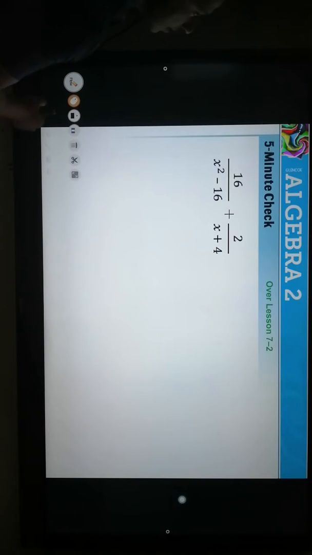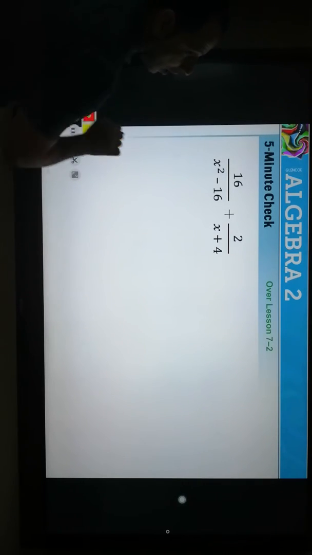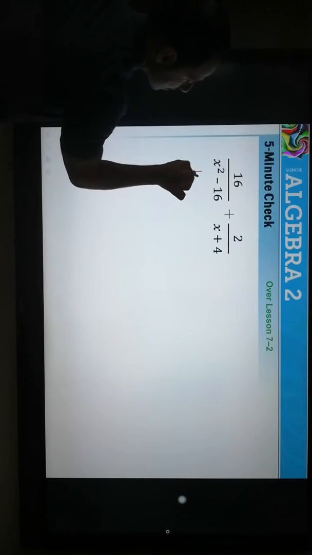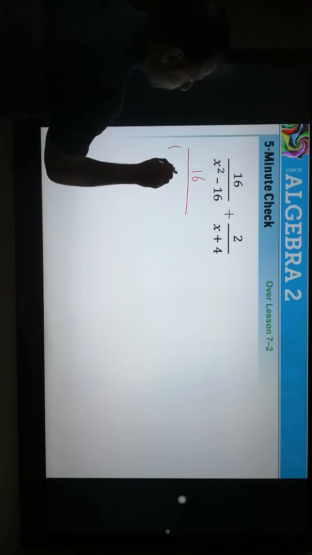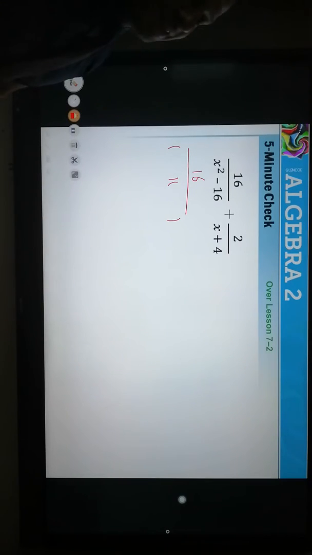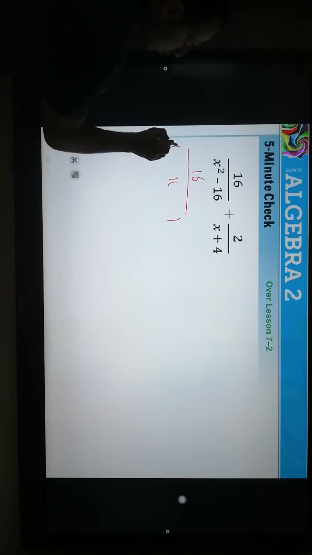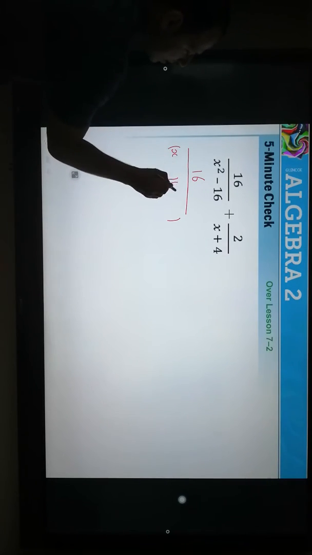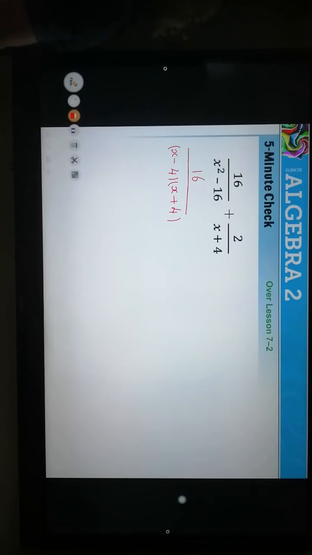Yes, Abdelaziz. I write here 16 over, and this will be two brackets, because it's a difference between two squares. Excellent. Difference of two squares. So I just write here x and here x. The square root of 16 is 4 and here 4. One with a positive sign and one with the negative one. Okay, this is the first.